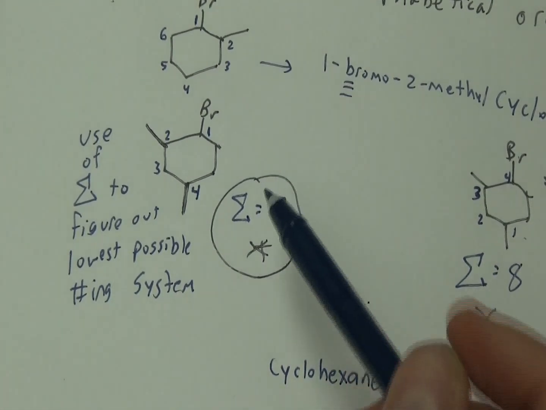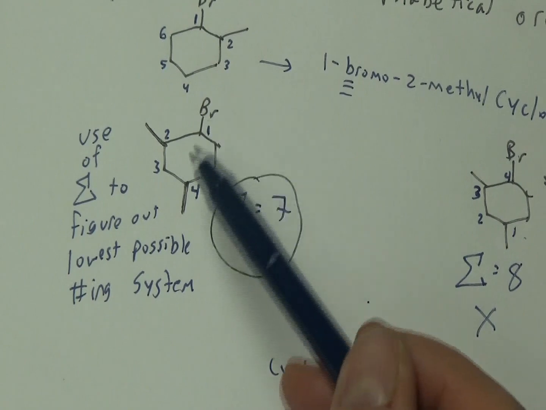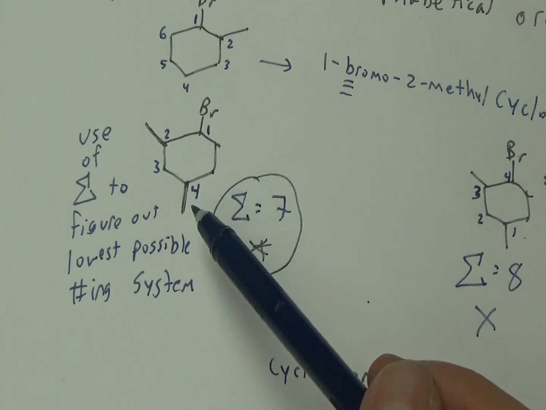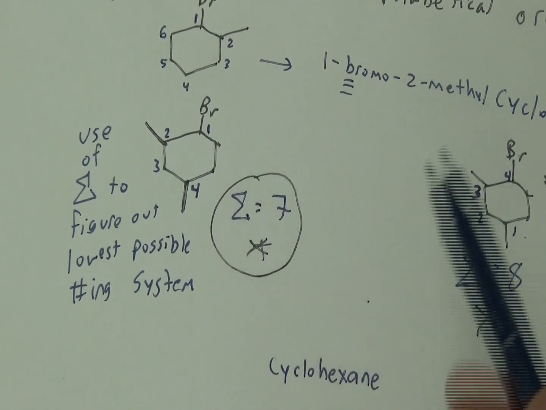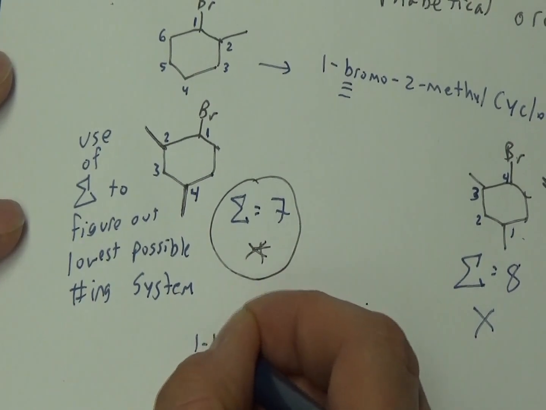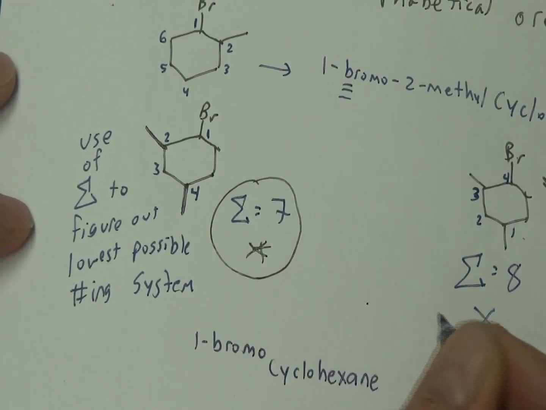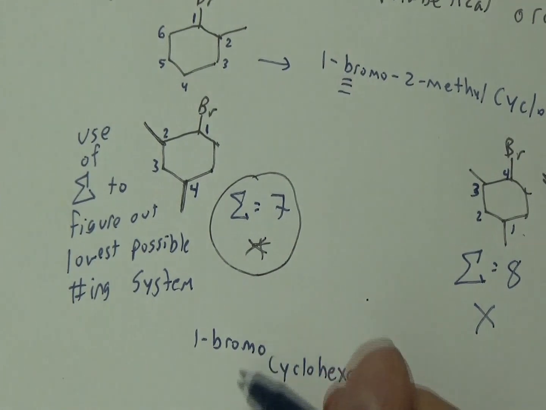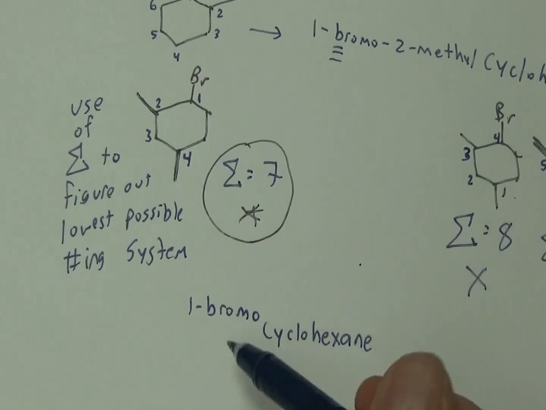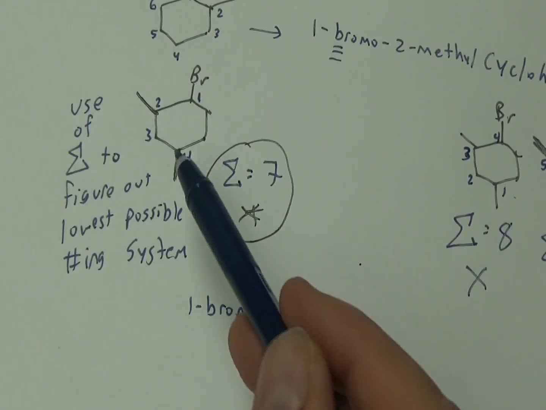Cyclohexane, and we need to put things in alphabetical order using our normal rules. Where's the bromine on carbon 1? I like to do it this way sometimes, where I just list the substituents vertically. I'm happy with you to do this on quizzes too. 1-bromo, and then it's 2,4-dimethyl.